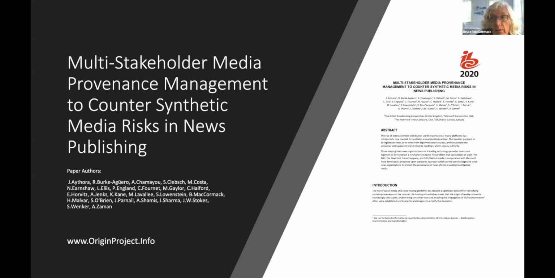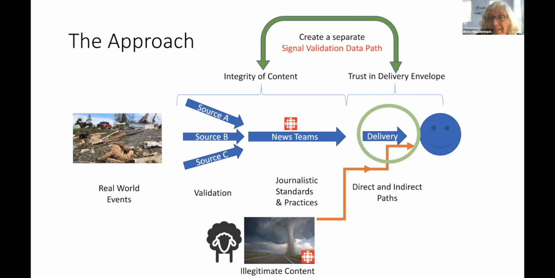We've written a paper about this to outline our events. If you go to originproject.info, you'll find the paper we presented at the International Broadcasting Convention in Amsterdam last fall. And it's something that takes you through the approach and the prototypes that we built in cooperation with Microsoft to show how this could be done. In essence, what we're doing is creating a separate validation path to go back and validate a piece of content so that we can check its integrity to make sure it matches what we're delivering.